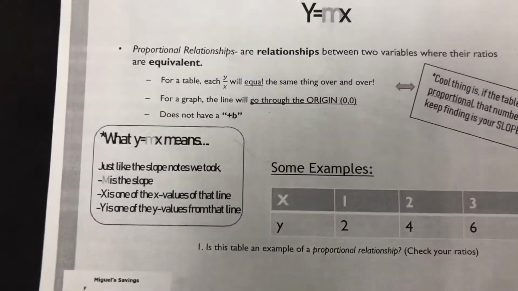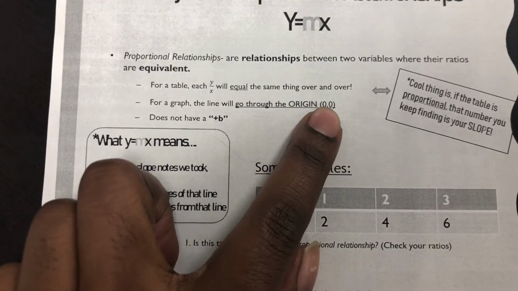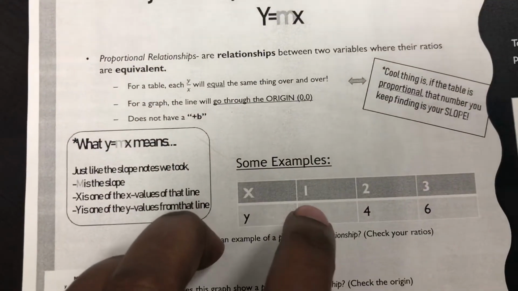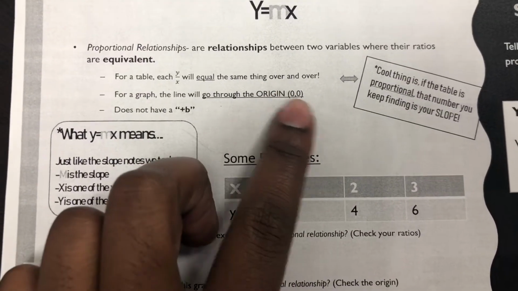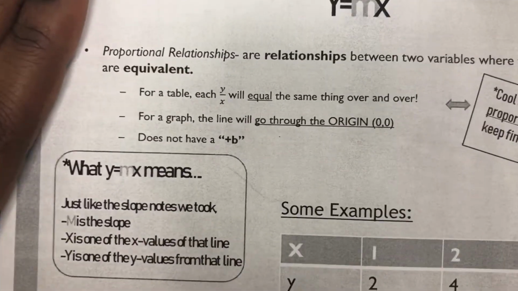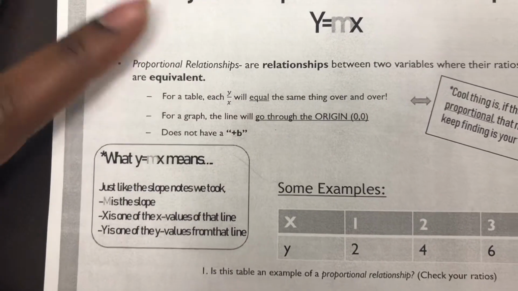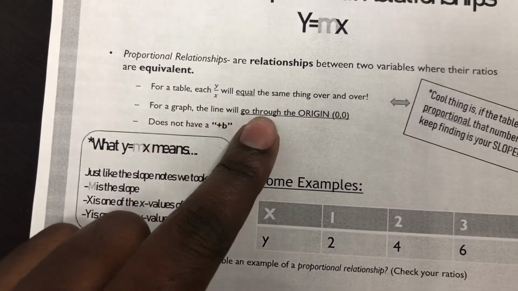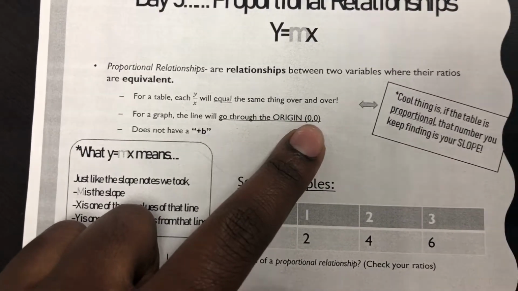Another way that you can look at a table is if they already have what's called the origin, or they already have the point 0, 0 on your table, then it is going to be proportional automatically. So there's two different ways you can find out through a table. Technically, there's a third with the calculator, but we'll be sure to go over that later. And then for a graph, super, super easy. All you have to do is just look with your eyes and see if your line goes through the origin, or in other words, 0, 0, okay?